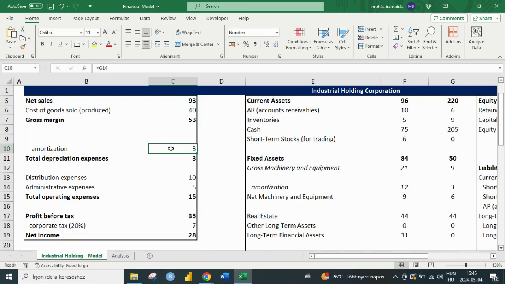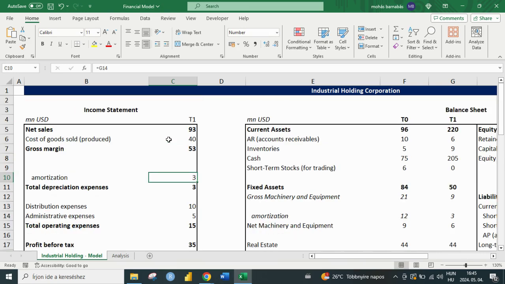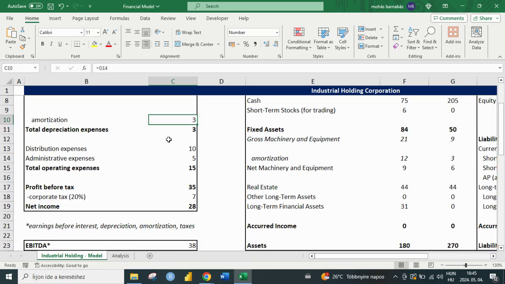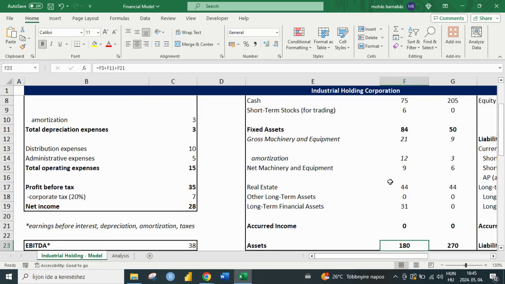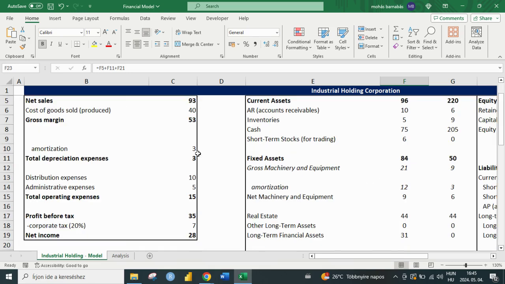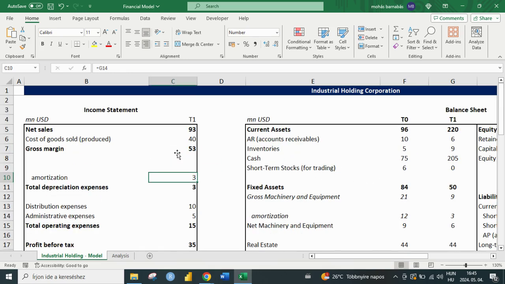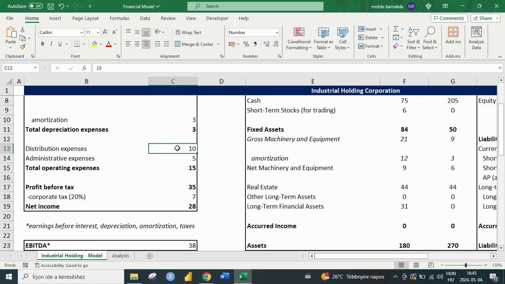If we go a little bit further, you can see that we have a small amortization compared to the company's size and activities. It's very small, especially if you see here that we have 180 million or 270 million balance sheet total for the company. So it's very good. We have some distribution expenses. Distribution expenses are, for example, marketing costs, so anything that is linked to the selling of the company's key products and services.